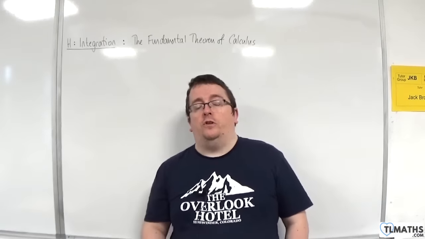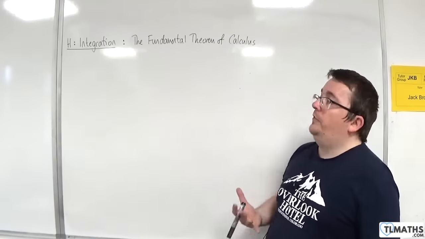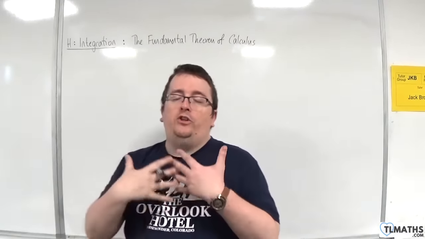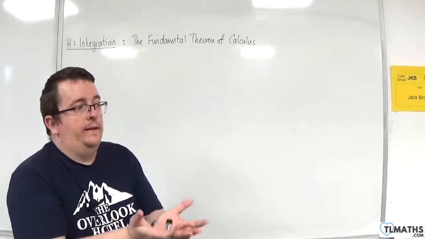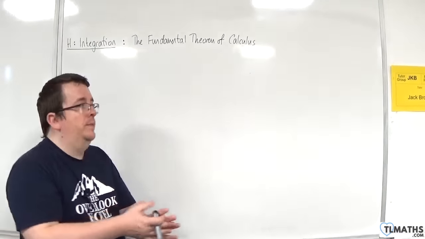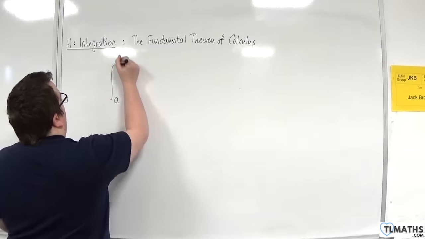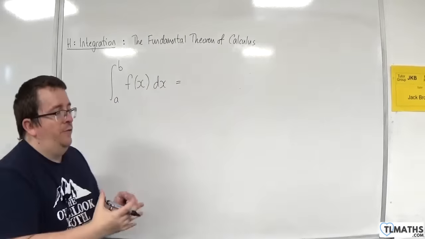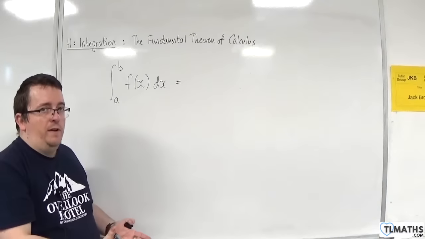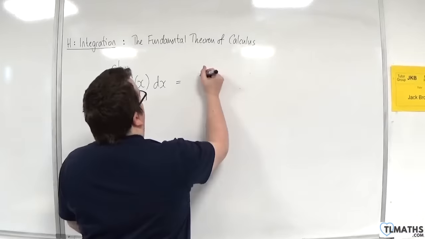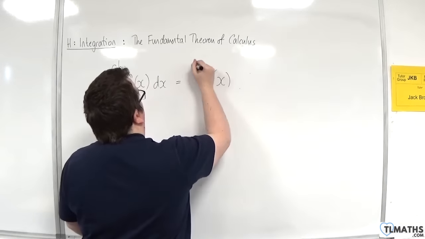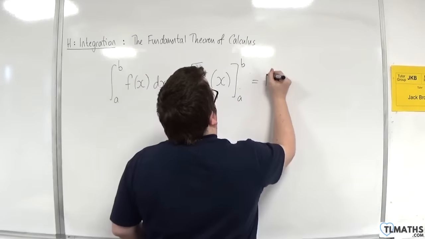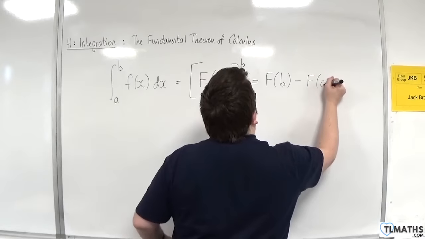So we move on to integration. And the fundamental theorem of calculus is the first thing mentioned in the specification on this. Now, the fundamental theorem of calculus essentially joins differentiation and integration together and explains that they are reverse processes of one another. So, essentially, if you are integrating f of x between a and b, then if f of x can be integrated as a function, then it would be written as, let's say, capital F of x, and we evaluate that between a and b, we put in square brackets, and that would be F of b take away F of a.